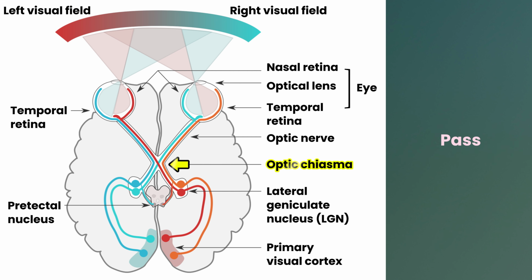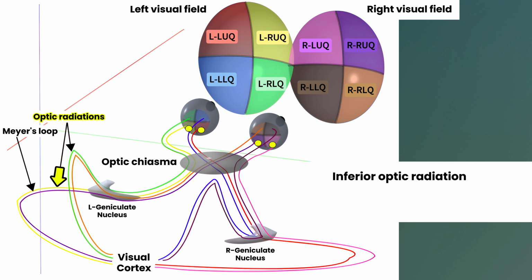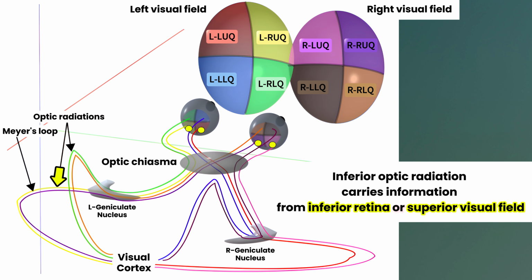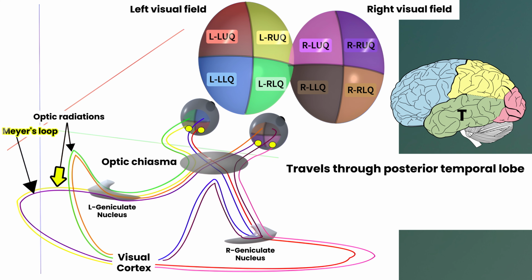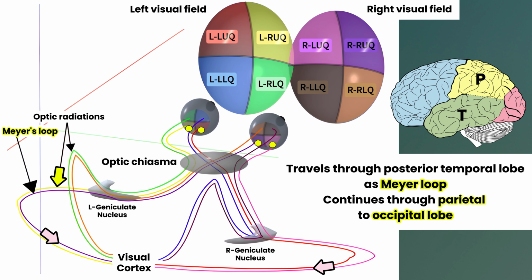Once past the chiasm, the retinal axons enter the optic tract and synapse on the lateral geniculate nucleus of the thalamus. Axons exiting the lateral geniculate nucleus fan out posteriorly through the cerebral white matter as the optic radiations. The inferior part of the optic radiation carries information from the inferior retina or superior visual field, travels briefly through the posterior temporal lobe as Meyer loop, then continues through the parietal lobe to the occipital lobe.